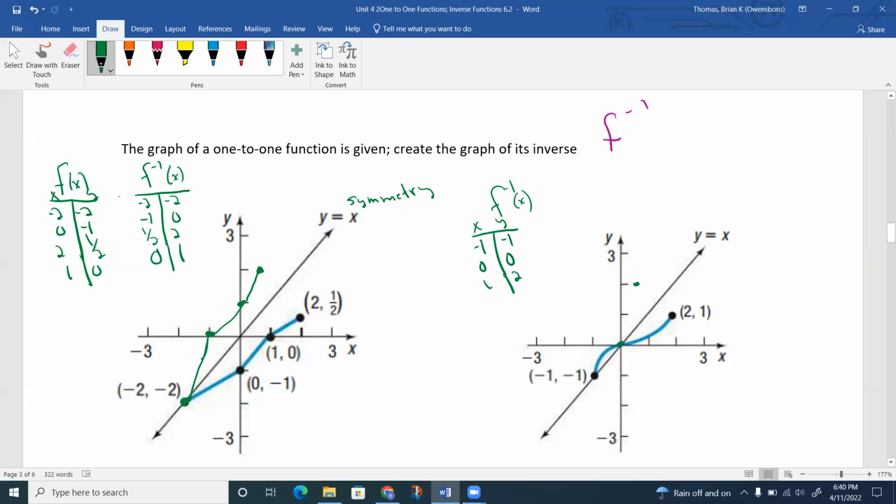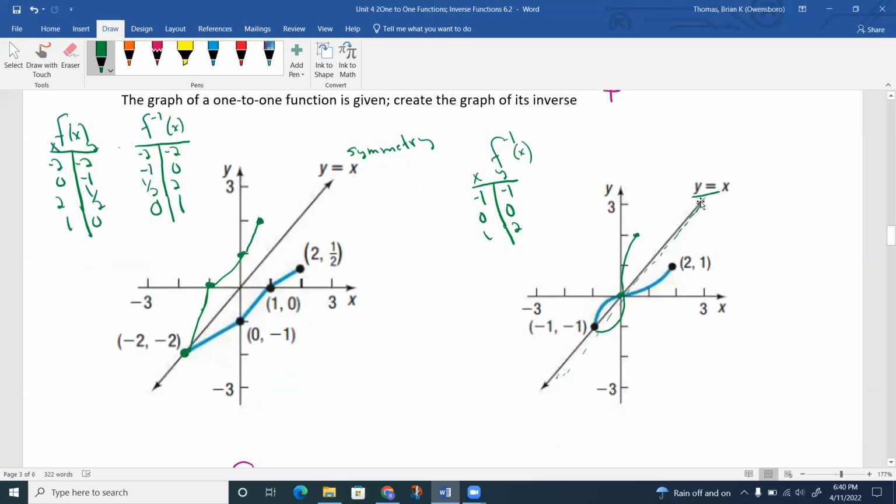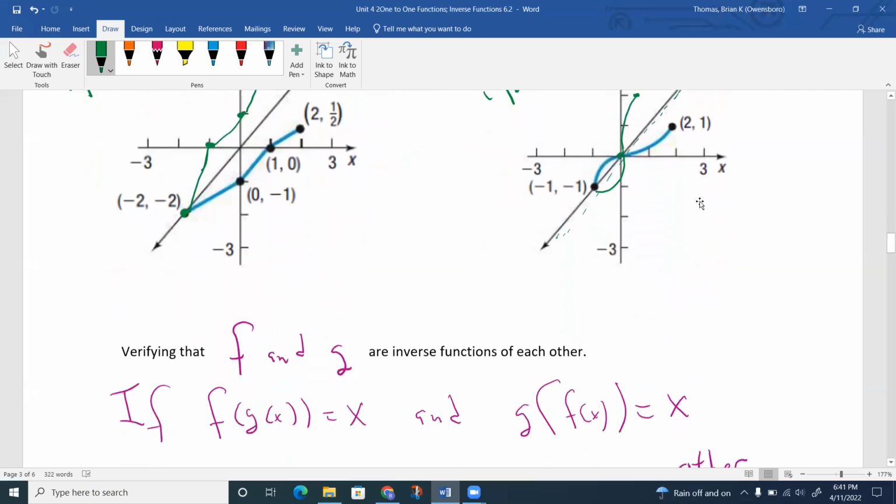So this is where the line y equals x also comes into play. The symmetry kind of helps me see this. So notice how this mirrors over here. This graph kind of bends out this way. It crosses and then bends out this way and comes back in. Notice how the graph is symmetric to this line y equals x here. So it kind of helps us see the graphs as inverses. So that's how we can go about graphing an inverse function if we know the actual one-to-one function.